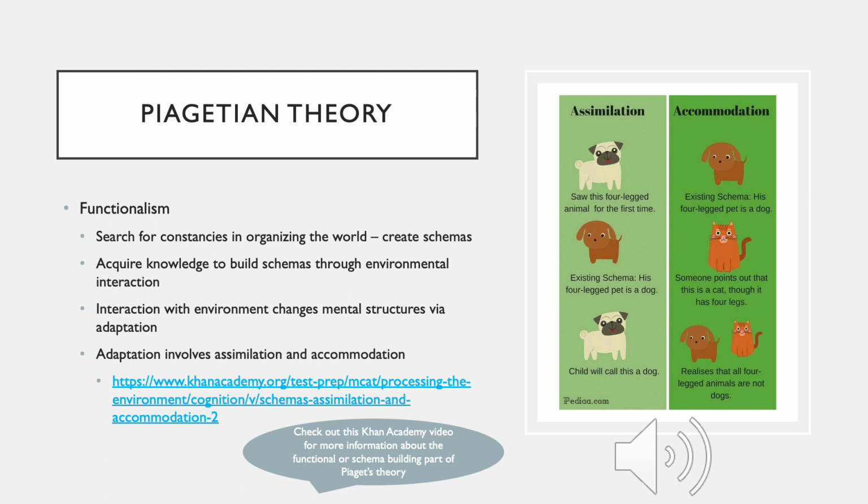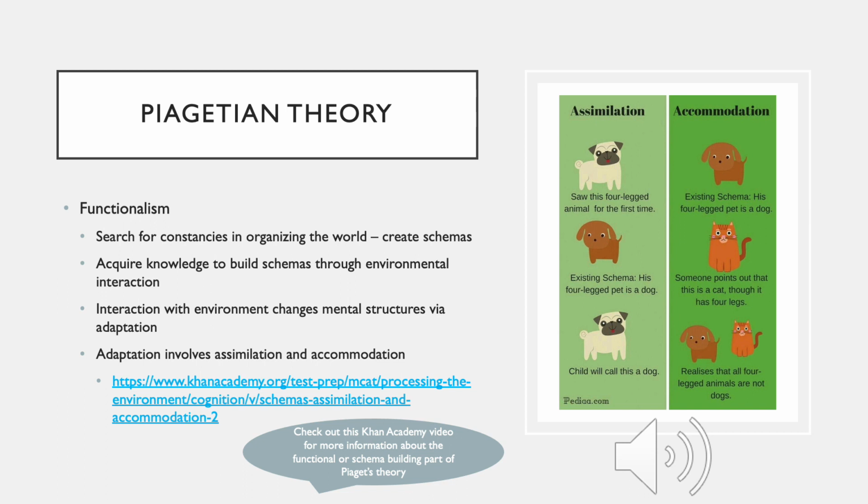And then for accommodation, this is where children are creating a new schema with new information. So as you can see on the right-hand side, a dog is categorized in a four-legged animal area, but also as a cat. And when a child is able to now separate information about a cat and a dog, they can create two schemas, one for cats and one for dogs. And so this is just a way to look at our way of adapting to our environments through the way that we organize and categorize information into different schemas.